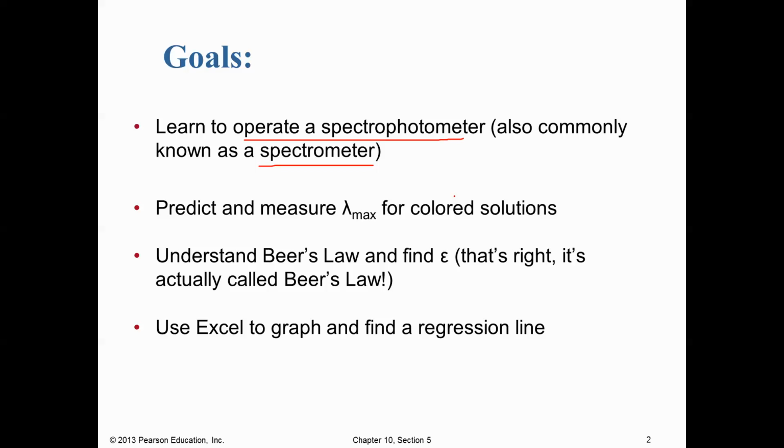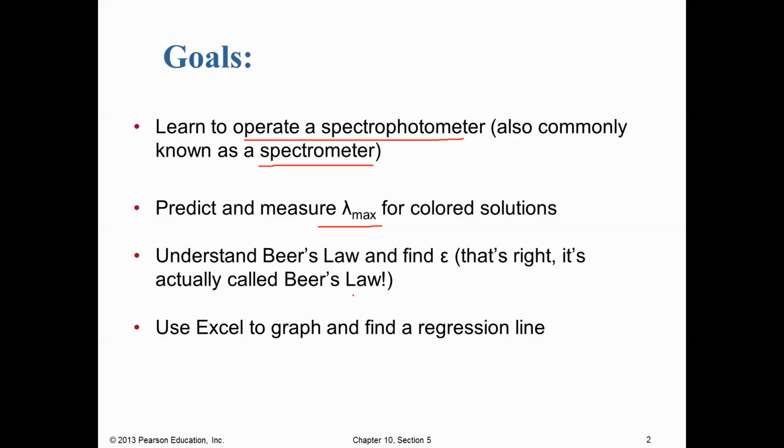These are instruments that are going to allow us to study how much light a solution is absorbing and at what wavelengths it's absorbing it. And so speaking of wavelengths, not surprisingly, different chemicals are going to absorb different wavelengths of light. Whatever wavelength of light a chemical most strongly absorbs, we refer to as the lambda max. So again, whatever wavelength of light our chemical most strongly absorbs, that's our lambda max.